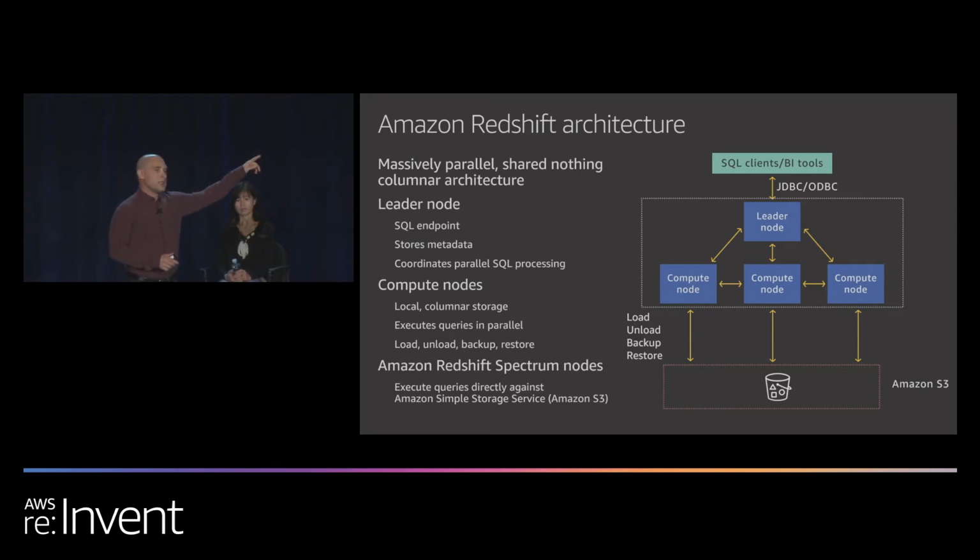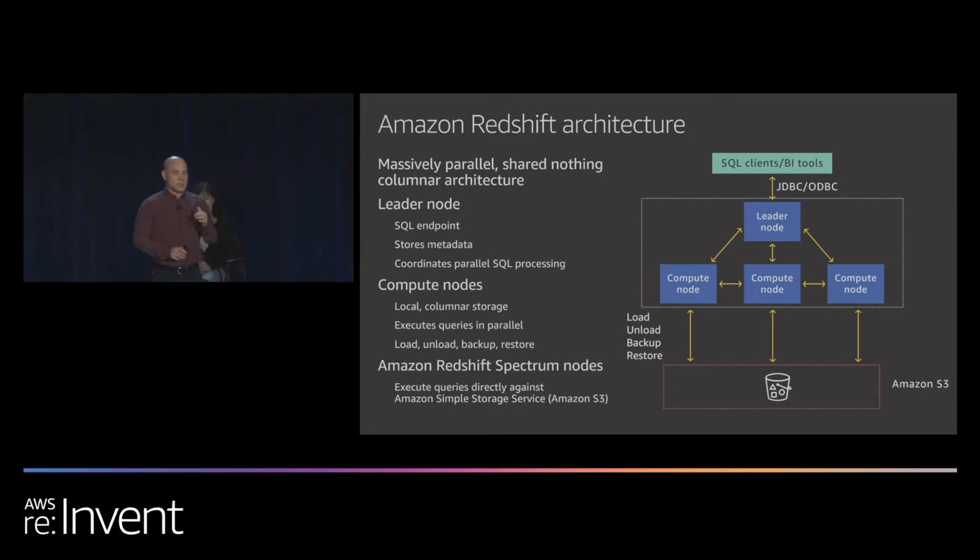What you do is you connect to this top blue box here. That top box is something we call the leader node. The leader node acts as a query coordinator. It stores a lot of metadata and that sort of thing as well. And it does any final steps of aggregation, order bys, things like that. So it does a little bit of the work there.